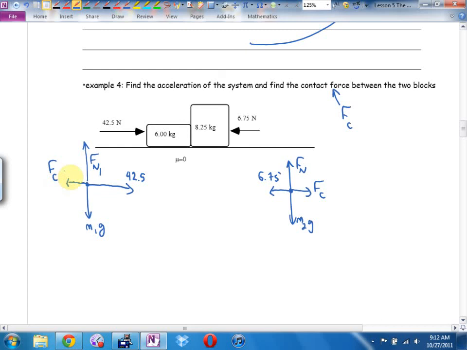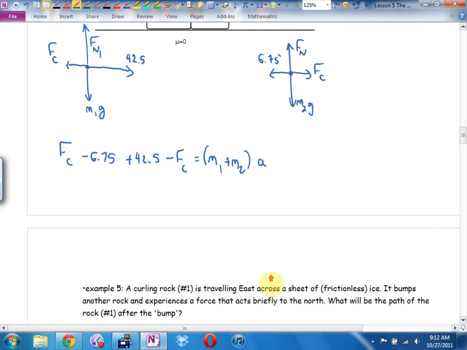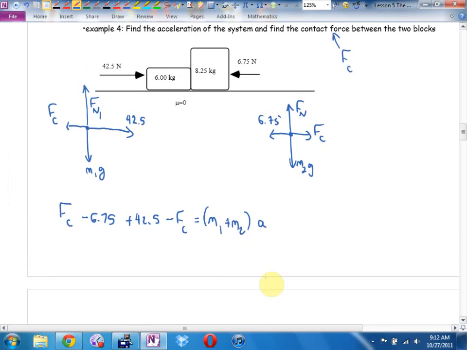So if I start here, that's a winner, that's a loser. That's a winner, that's a loser. And that equals the mass of both of them times A, because I'm treating them both as a single mass. Just like with the tensions, what happens to the contact forces that I don't know anyways? Oh, that's a good thing.